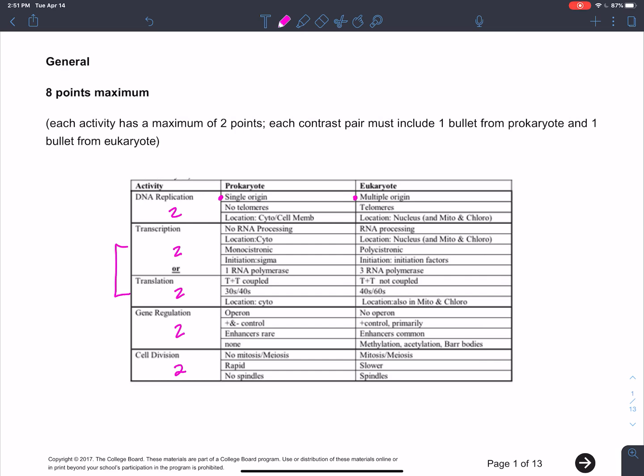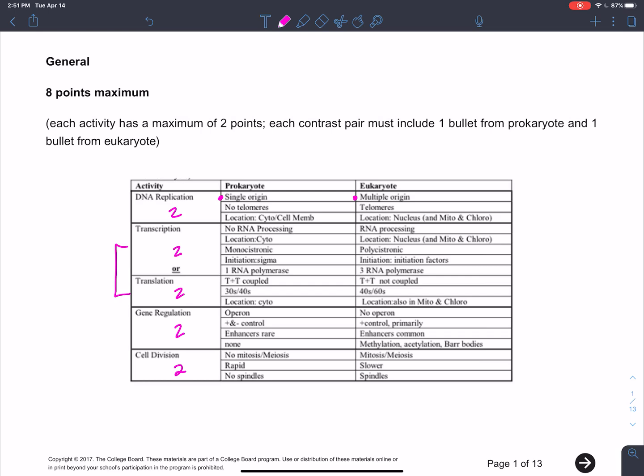Transcription is the making of messenger RNA from DNA. And so in prokaryotes, there's no processing. In eukaryotes, there is processing. Location for prokaryotes, cytoplasm. Eukaryotes, the nucleus, mitochondria, and chloroplasts.